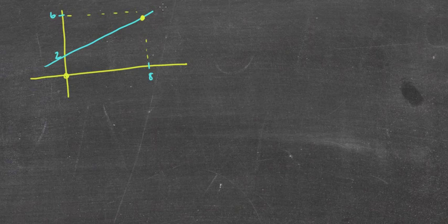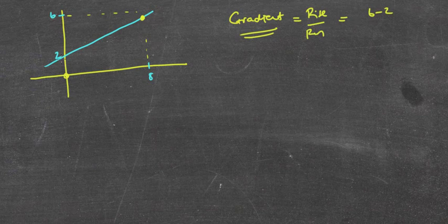Okay. So what I'm going to ask you to do is find the gradient of that straight line. That's a little bit easier for us. Hopefully you remember the gradient of a straight line is rise over run. In this case, the rise will be 6 take away 2, how far up that triangle goes from those two coordinates. And then the run would be between 8 and 0, so 8 take away 0. 6 take away 2 is 4, so 4 over 8 is a half. So the gradient of that straight line is a half.